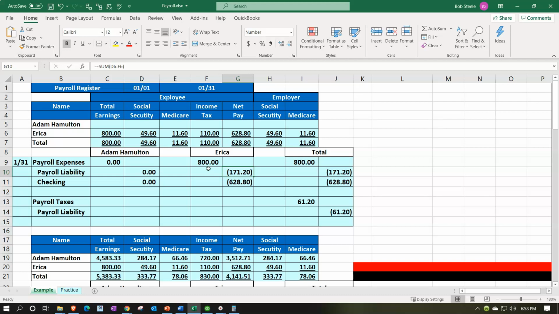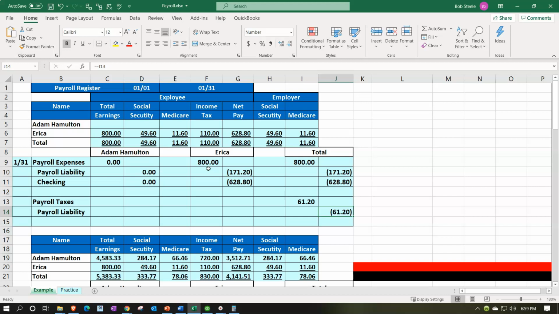And then we're also going to have to record our portion of the taxes. Cash isn't affected yet because we have not yet paid for it, and that would be the payroll taxes expense and the liability, that being for the Social Security and Medicare, and the FUTA tax if it was applicable. We just have Social Security and Medicare here for our example problem for the employer portion.